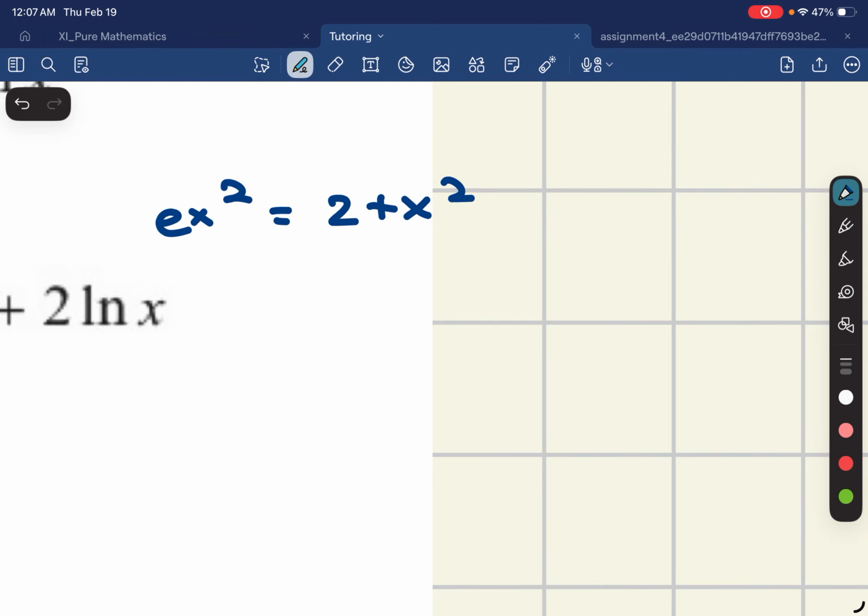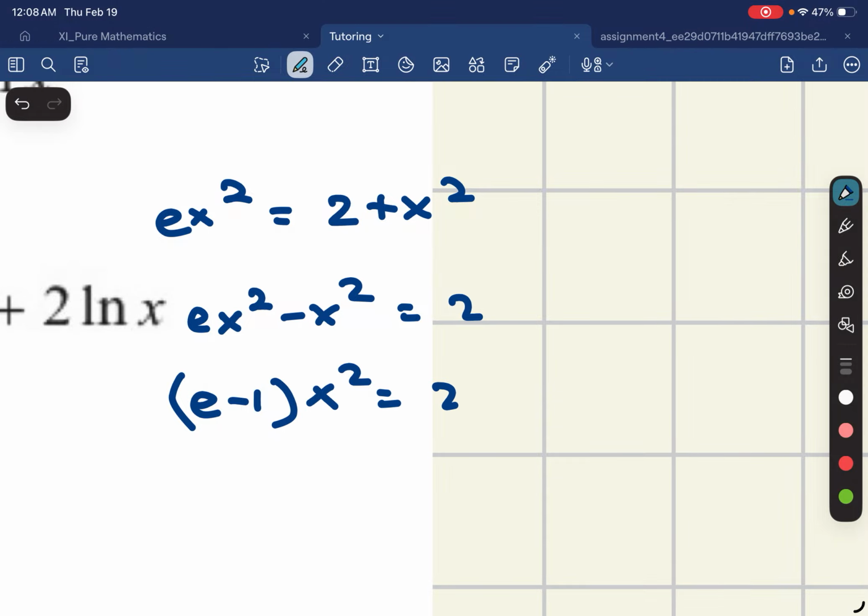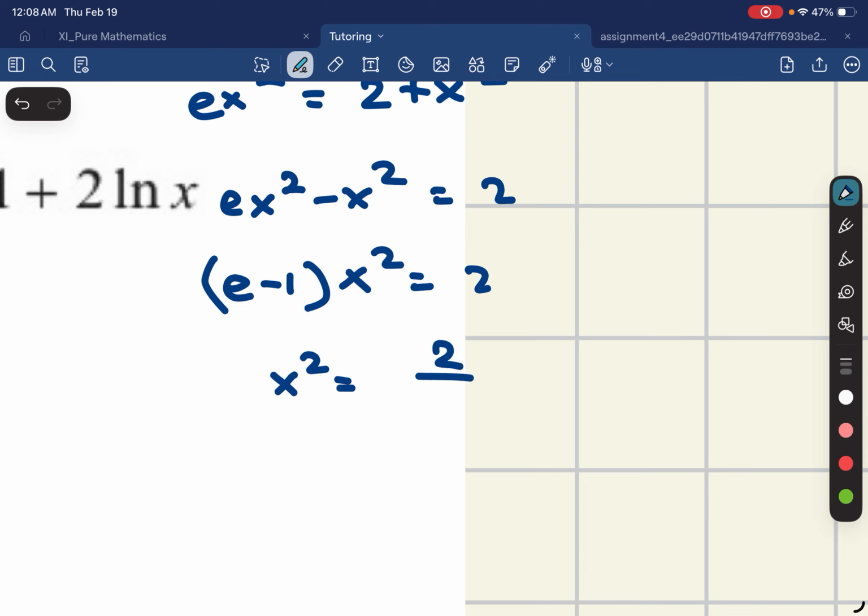Now I want my x² term to be together. e x² minus x² is equal to 2. (e minus 1) x² is going to be 2. x² is equal to 2 over e minus 1.